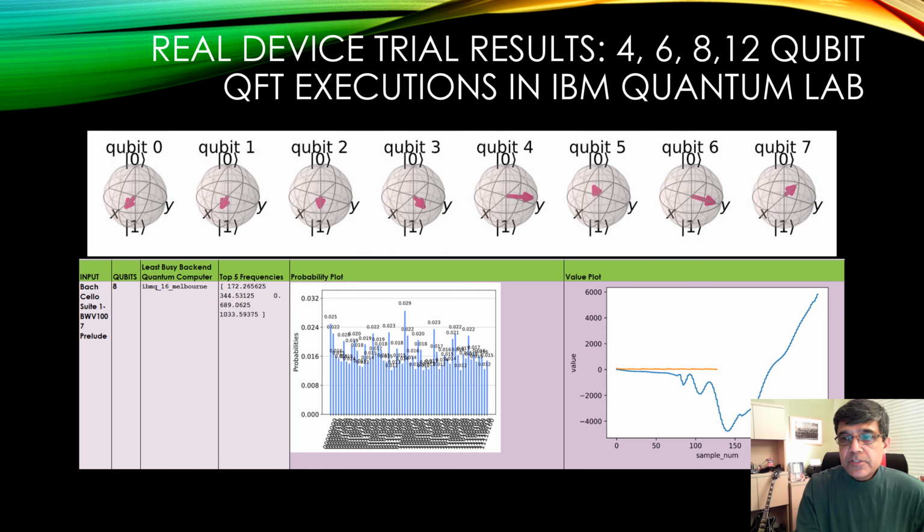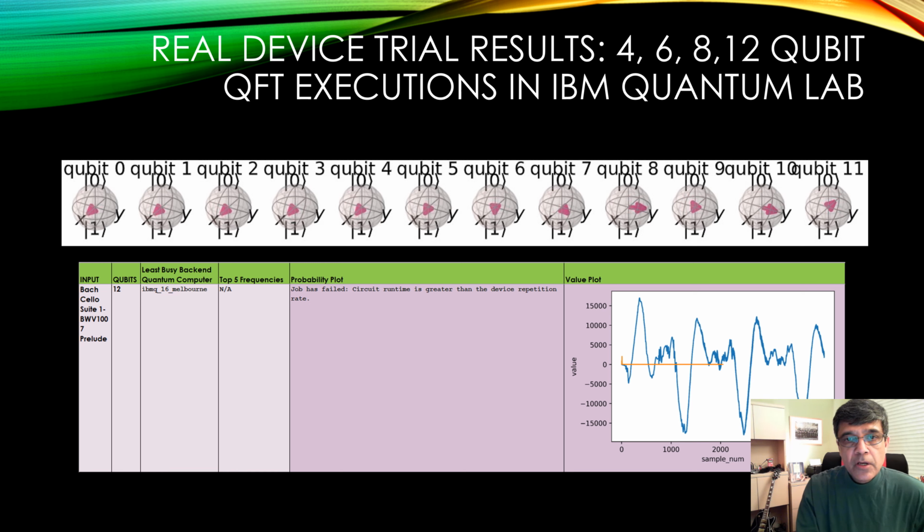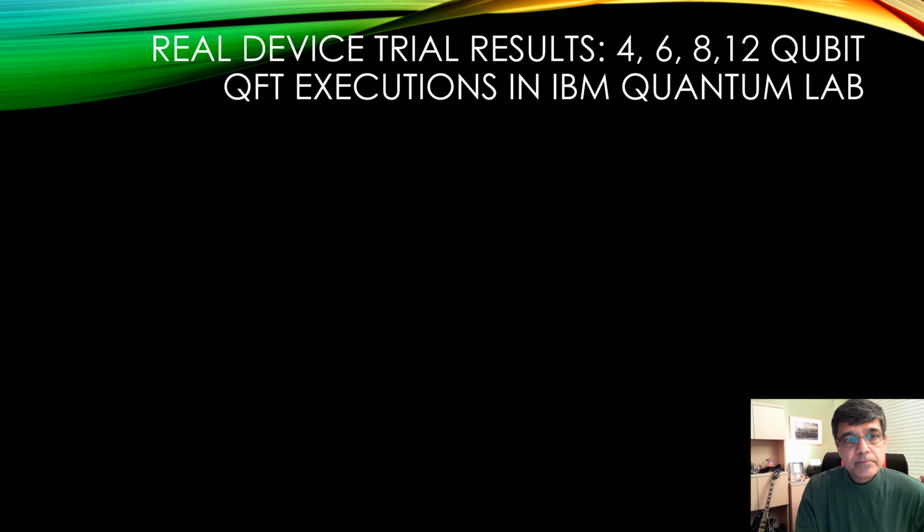For 8 qubits, very good waveform detection of the input file, not very good frequency peak detection as shown in the orange curve in the value plot. The histogram does show some peaks, although the results are not certain that they were accurate. With 12 qubits, it failed with circuit runtime being greater than the device repetition rate.